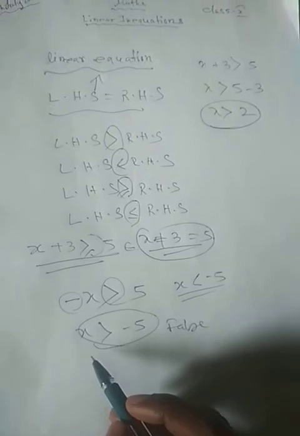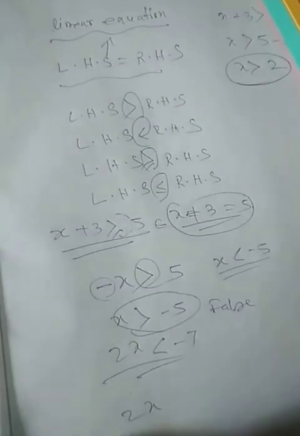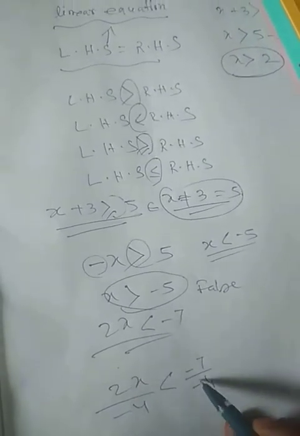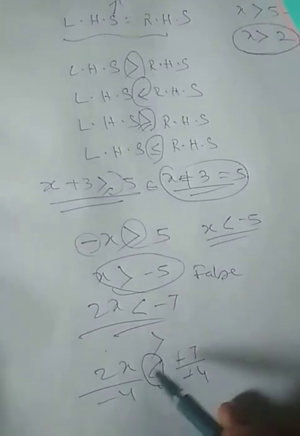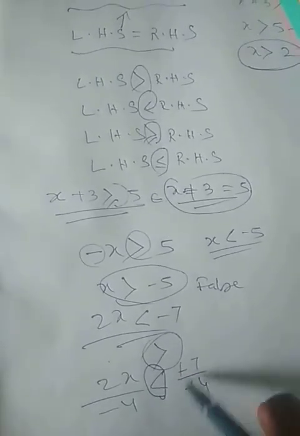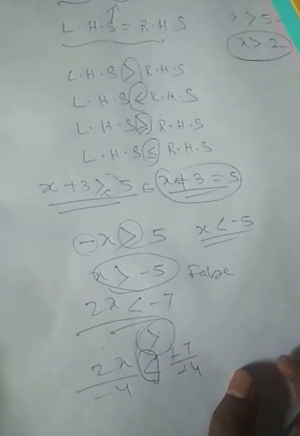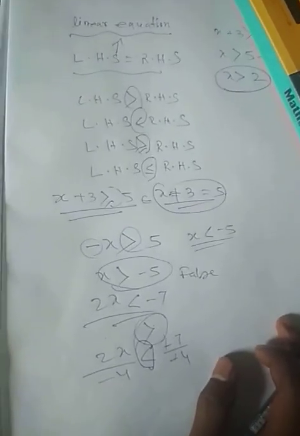Like 2x less than minus 7, that is given. That is also in the book. You can check it from the book. You can't write 2x by minus 4 equal to minus 7 by minus 4. You have to reverse the sign. Here minus is cut, so that will be converted to plus. So that sign also is required to change. If you are changing the sign, you have to change that sign also. That is the thing. Otherwise you solve the math the same way as in linear equation.